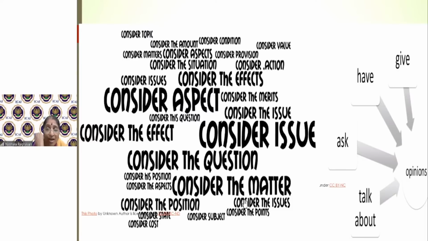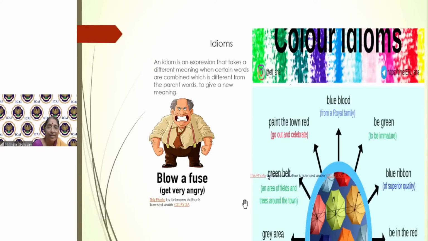Now, opinions. Ask opinion, have opinion, give opinion, talk about opinions. Okay. Now, idioms. What are idioms? Idioms are a group of words that give you a different meaning, very different from the parent words. For example, blow a fuse means get very angry. Look at that picture. Blow a fuse.